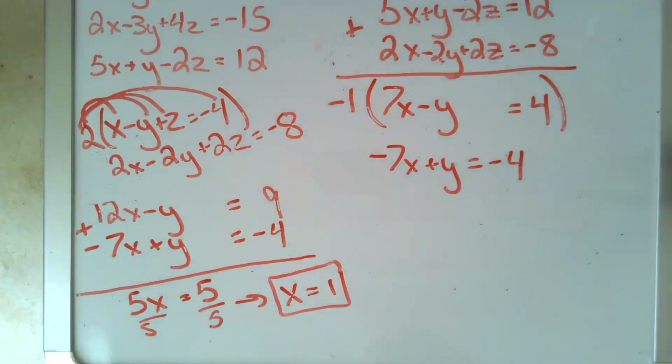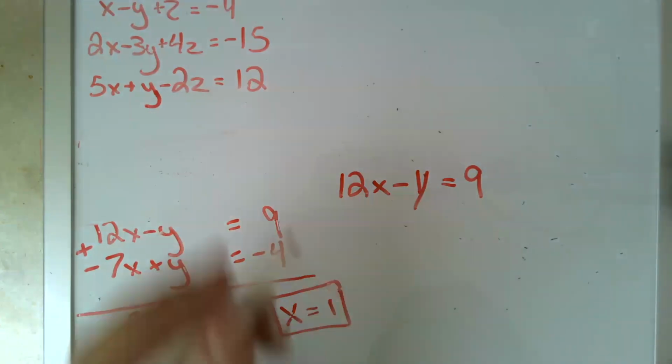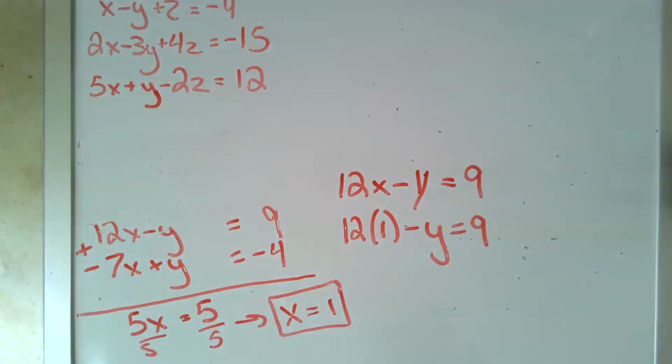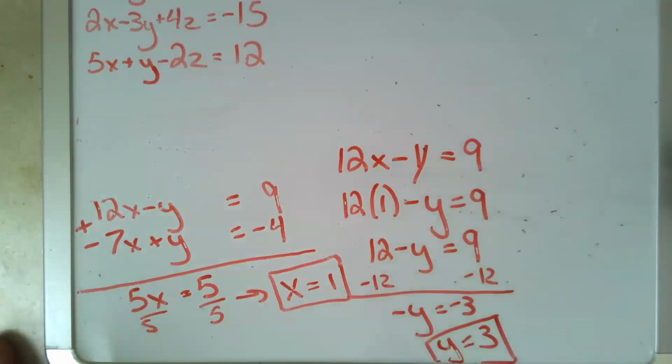Now, I have two equations that just involve x and y, and I know what x is, so now I can find y. So I'm going to grab out my 12x minus y equals 9, and I'm going to substitute 1 for x. And then I'm going to go ahead and solve. So 12 minus y equals 9, subtract 12 from both sides. Negative y equals -3, multiply both sides by a -1, and I find that y equals 3.